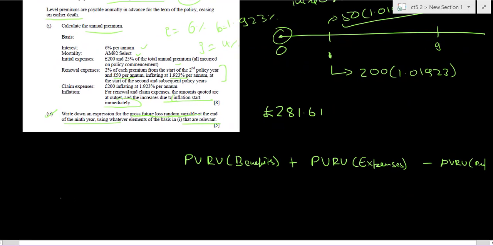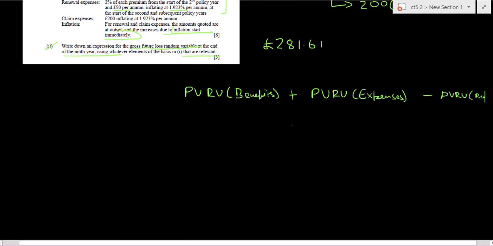Okay, so let's see what it will be equal to. When I think about the ninth year, I'll have to take into account my benefits, expenses, and premiums. Now in the ninth year, two things can happen. Either by the end of this year this person dies, or he may not die. So there are two possibilities, if he dies or if he doesn't die. That is why it is a random variable. It can take two values.